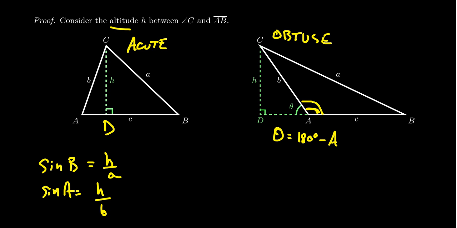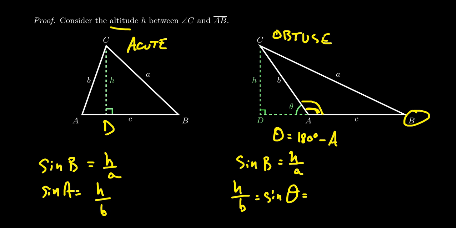If you look at the triangle BCD right here, the opposite side with respect to angle B would still be H, and the hypotenuse would still be A. So you still get the same observation that sine of B is equal to H over A. That didn't change. Let's think of angle A this time, but in terms of theta, looking at the triangle ACD. With respect to theta, the opposite side is H, the hypotenuse would then be B. So you end up with H over B is equal to sine of theta, but theta is the supplement of A. So we get sine of 180 degrees minus A here.